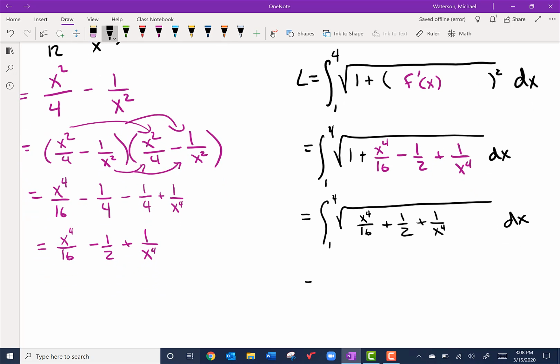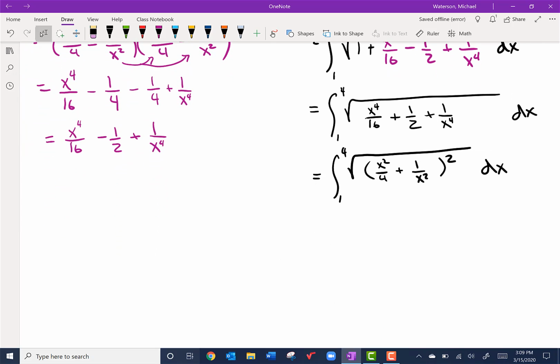So making this simple for us to factor up, we get the square root of x squared over 4 plus 1 over x squared, all squared, dx. Fortunately, both those terms are positive, can never be negative, so when we take the square root of the square, it doesn't turn into an absolute value, it just turns into the radicand.